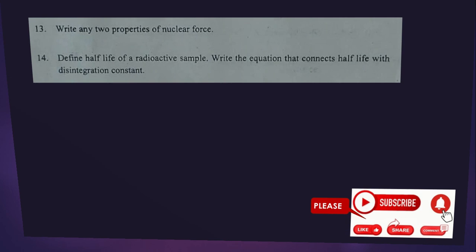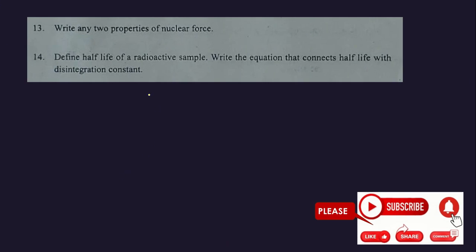So we can move to question number 13. Here, write any properties of the nuclear force. So we can say some important nuclear force properties. And keep in mind, the nuclear forces are basically attractive in nature, which keeps nucleons together in spite of repulsion between the protons.